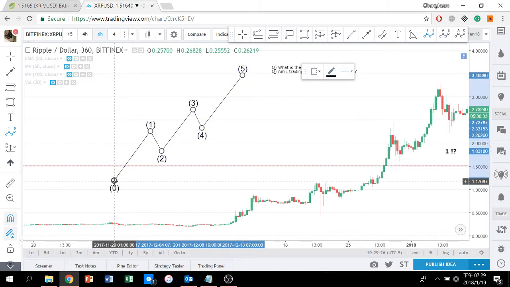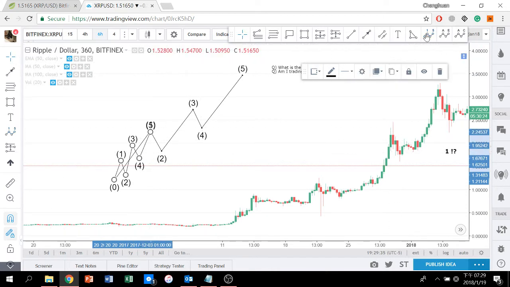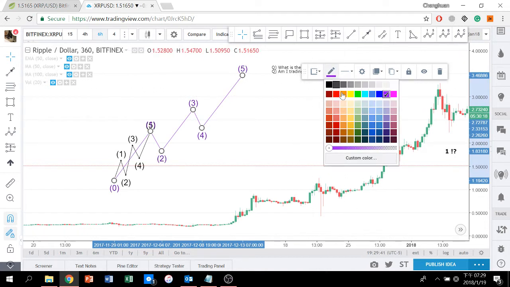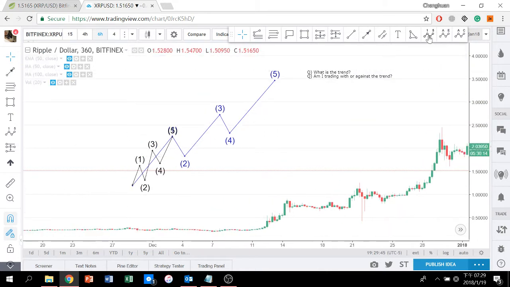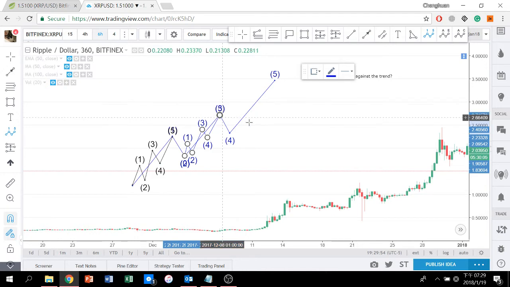Each subwave has to be composed of another 5 wave, right? Something like this, and let's make it blue. And same for wave 3 and wave 5. So maybe something like this, right? And same for wave 5. You get the idea, right?